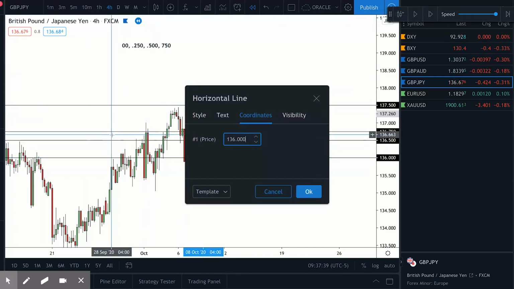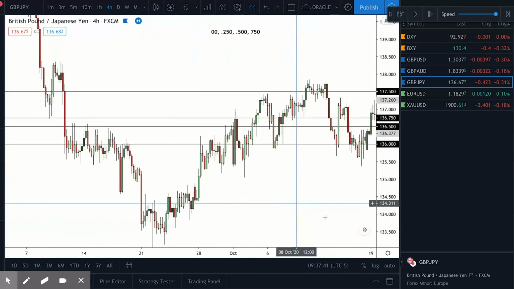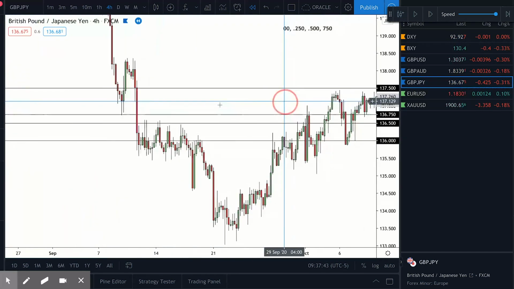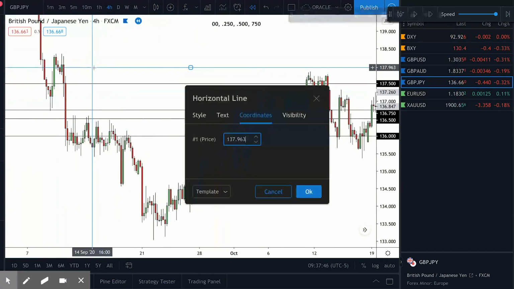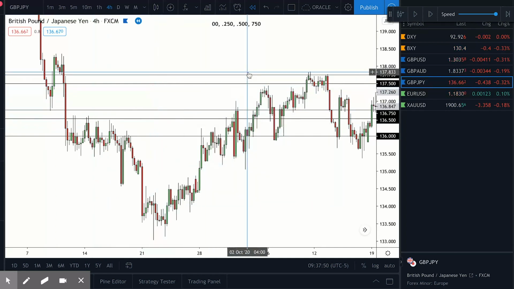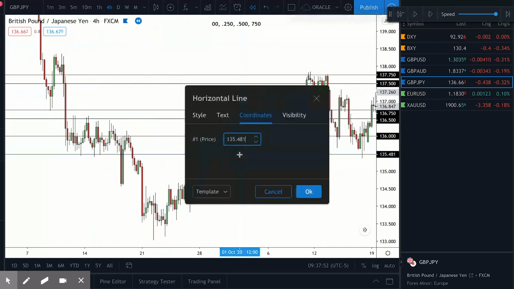Let's try 136. Just a few here plotted on. And let's actually do then the 750 up here. So 137.750. Right, so we've got these levels plotted on the chart. Let me just do one more. I want to have a nice broad example here to show you.